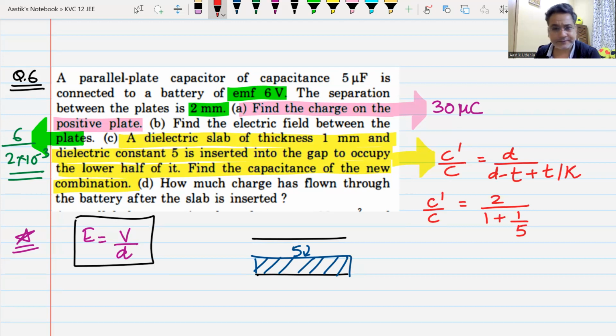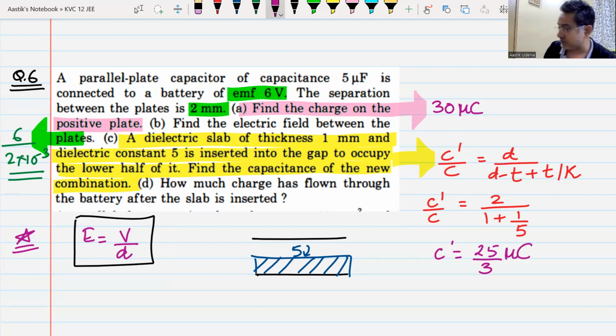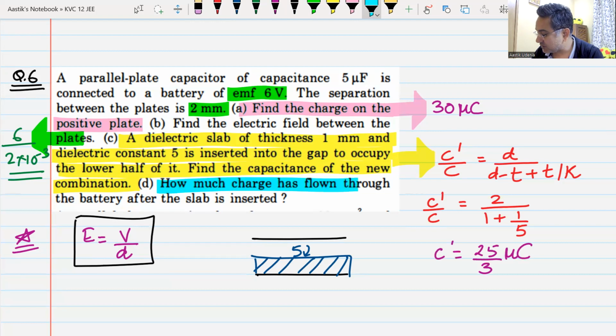So what will I get? C dash equals 25 by 3. 25 by 3, pakka? Pakka, sir. Okay, good. So C dash will be equal to 25 by 3 microcoulombs. Then we come to the last part of this question.